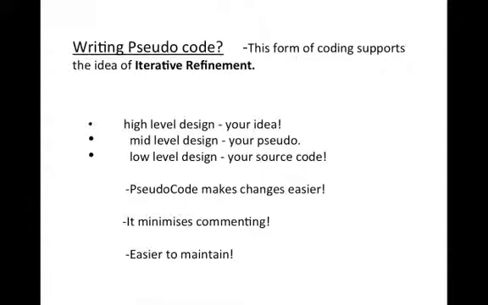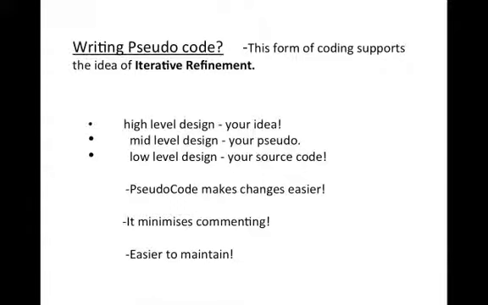If everything is correct there, you move to the middle level design, your pseudo. Double check the process makes sense. Once again, if everything is correct in that level, you move to low level design. This is where you would scan over your source code. Check that you translated correctly and ensure there are no mistakes. Pseudocode makes changes easier. This form of coding essentially lives by the method of catching errors at the least valuable stage.